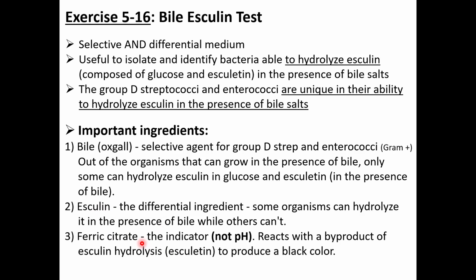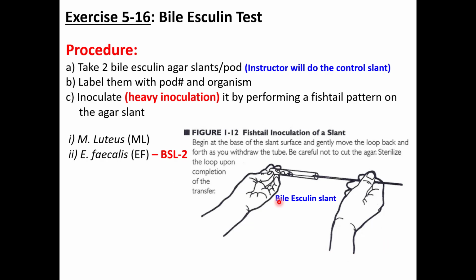So we have an indicator here which is not related to pH. It's something called ferric citrate. So this compound that we have is going to actually react with the byproduct of the breakdown of esculin. So as I said, esculin can be broken down into glucose and esculetin. So once esculetin is made, it will react with ferric citrate, and then we would see a black color on the medium.